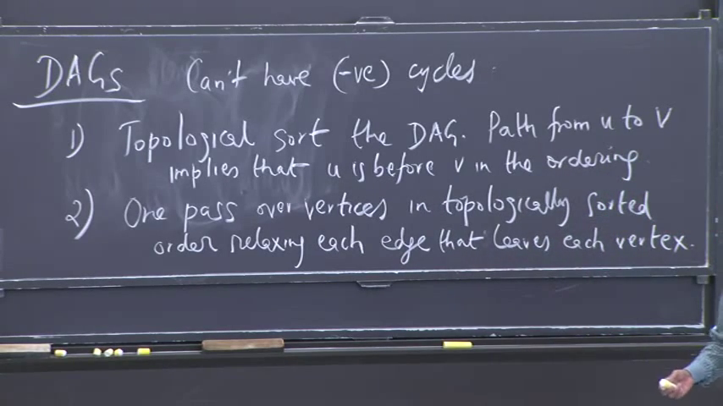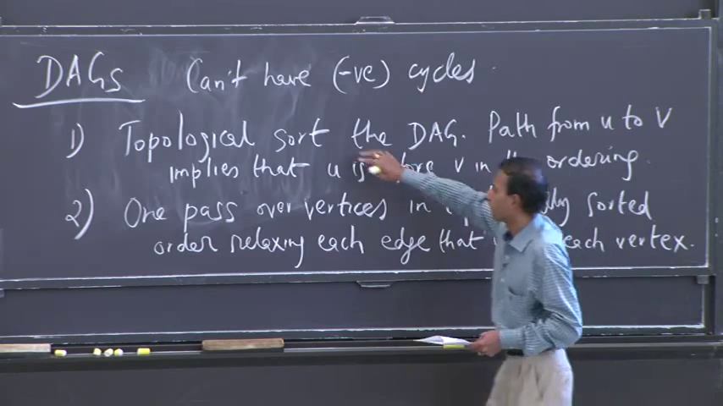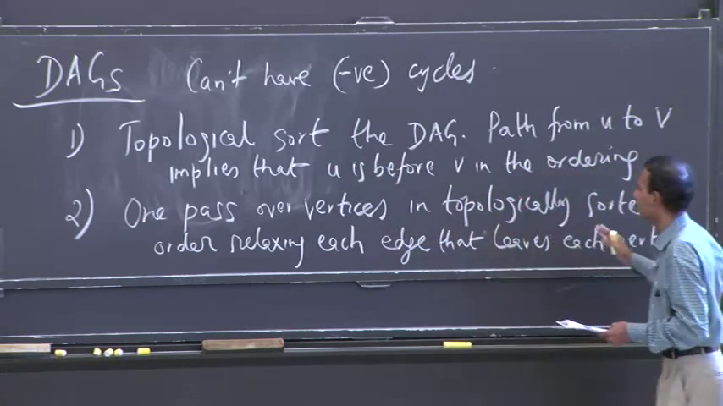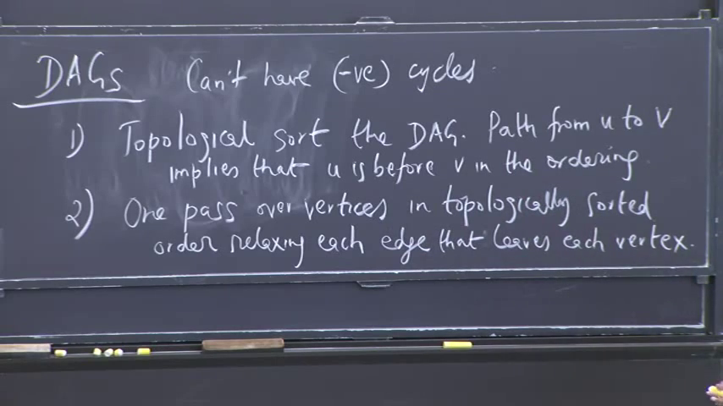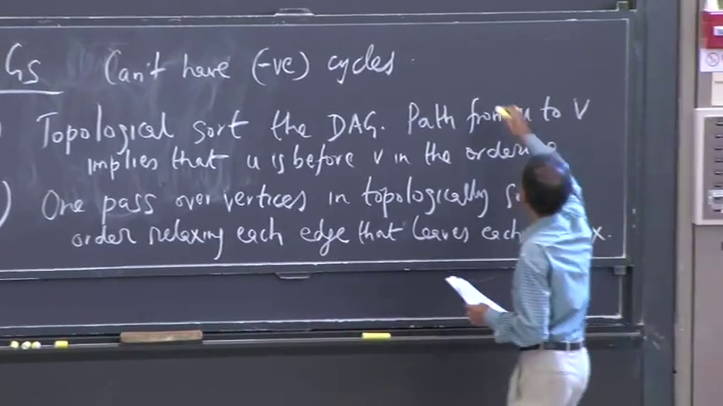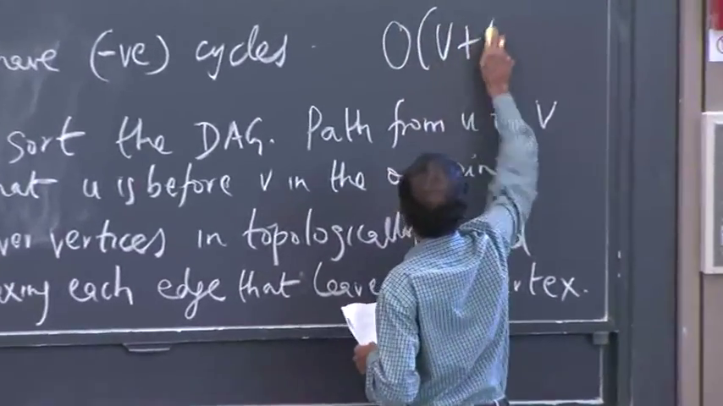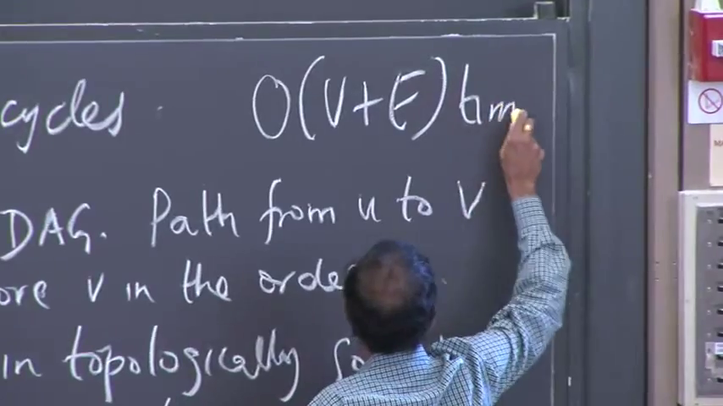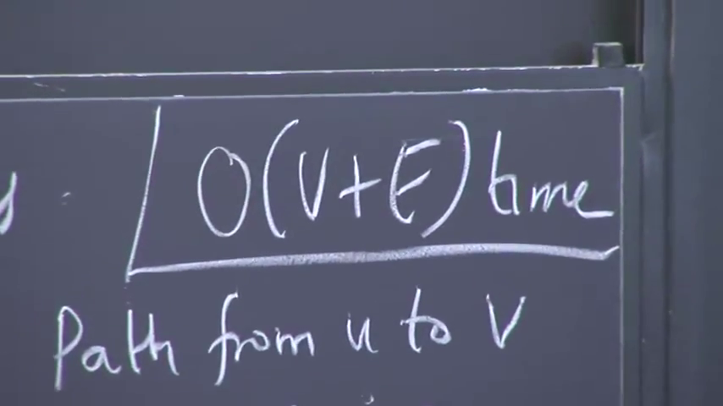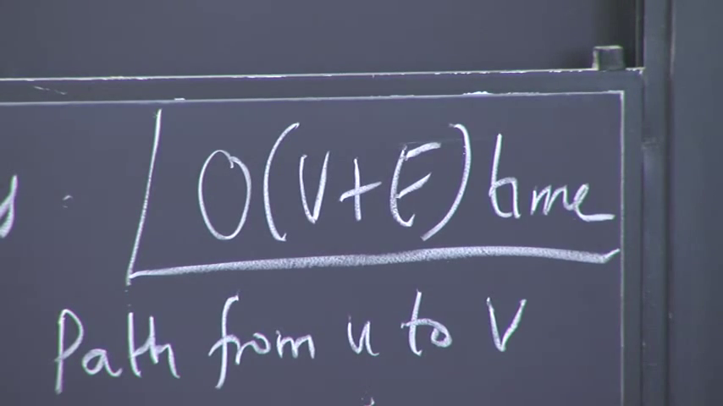And so we know topological sorting is order V plus E, it includes depth first search. And this pass over the vertices, you're touching each vertex, and you're touching every edge a constant number of times, in this case once. So this is our first special case shortest path algorithm, and that takes order V plus E time. All right? Why does this work?